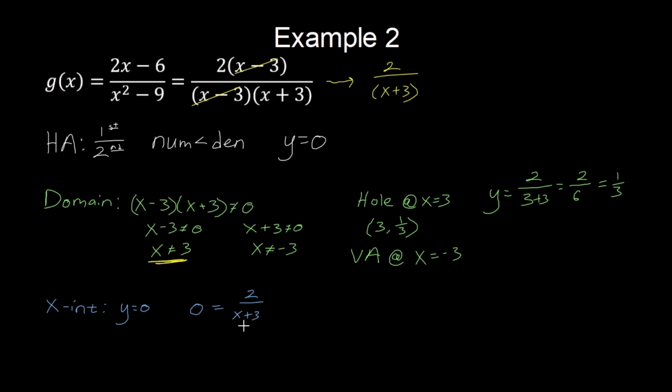Now our goal is to solve for x in this equation, where x is in the denominator, so we would go ahead and multiply by x plus 3 to both sides. But when you do that, something weird happens, and you end up with 0 equals 2. Now because we're logical people, we know that this can never be true. This is just a false statement, which tells us that there is no x-intercept.